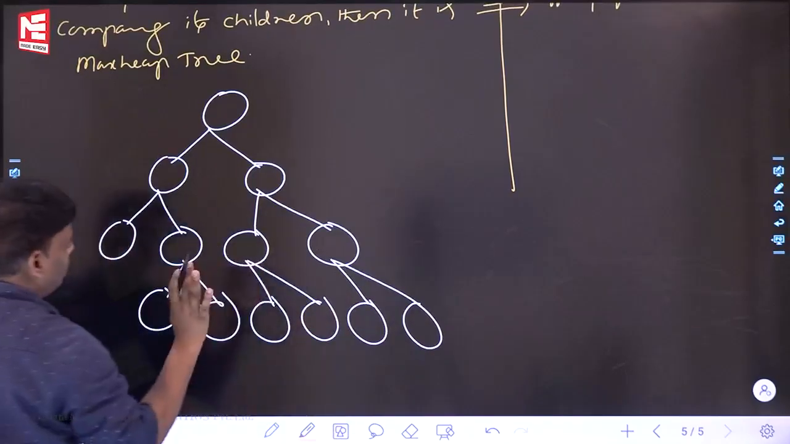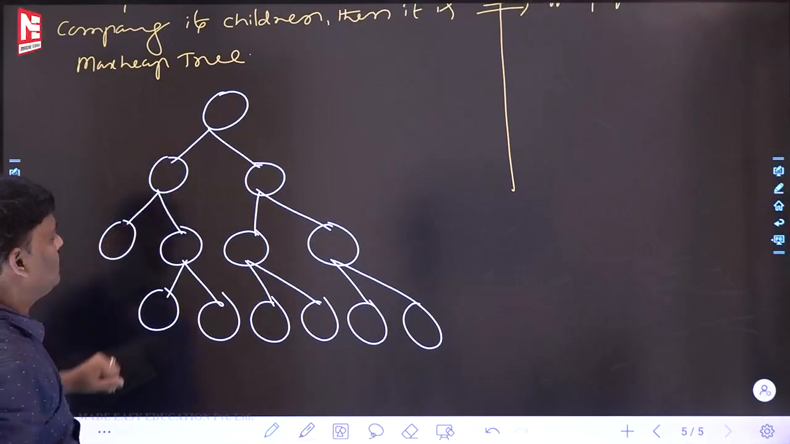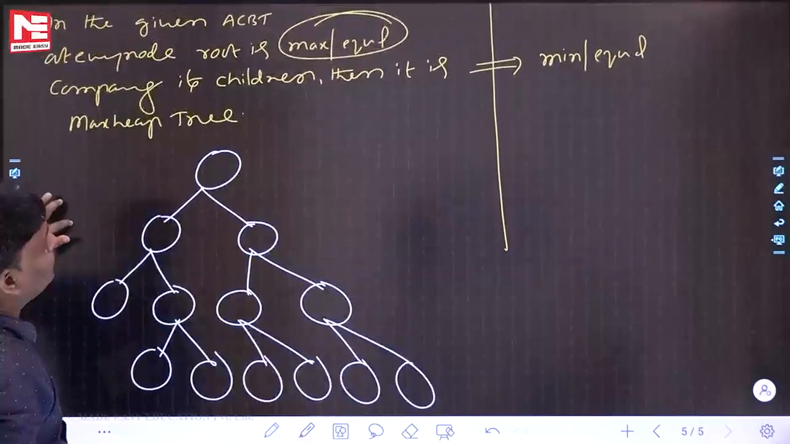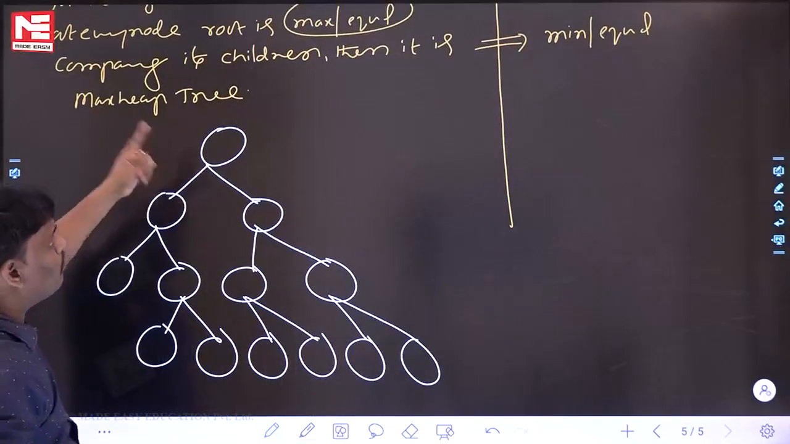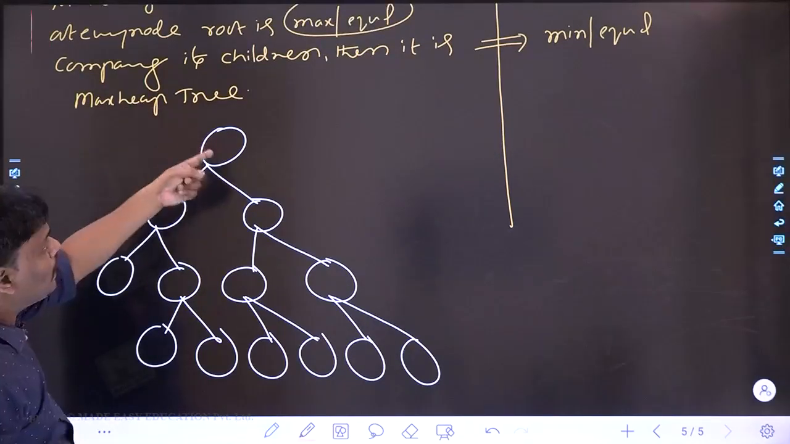Everyone, is everything ready? See this one, I will check whether it is a max heap tree or not. What is the max heap tree definition? At every node, root is maximum or equal. Not in one place or two places, at every node, root is maximum or equal.